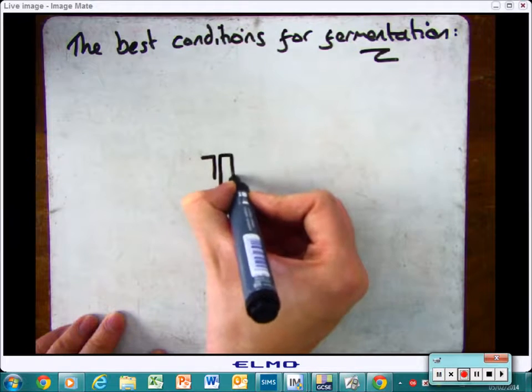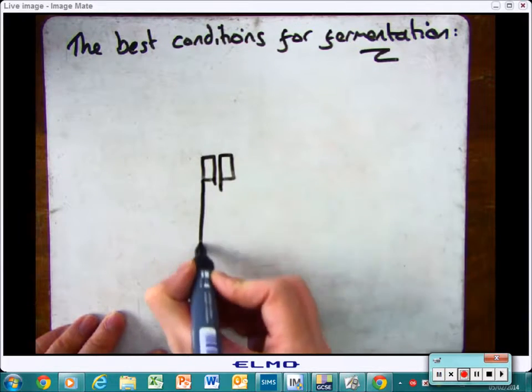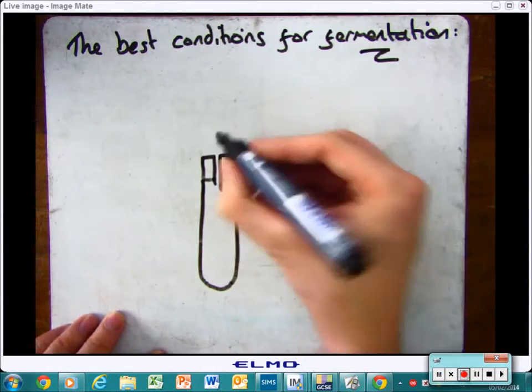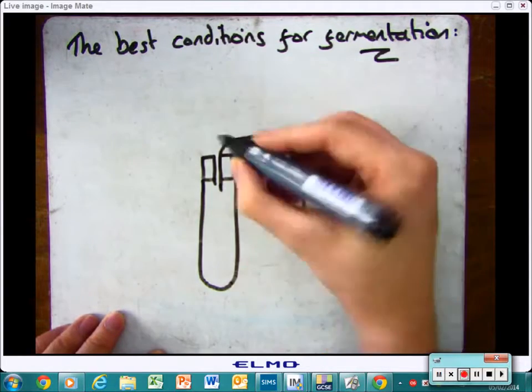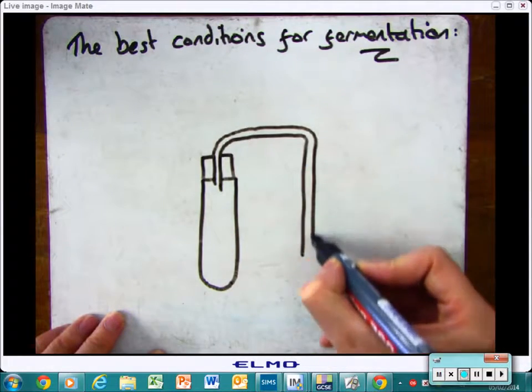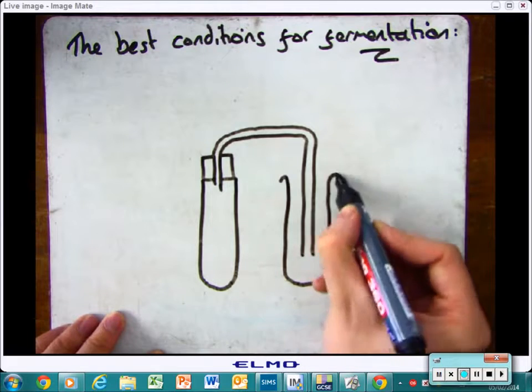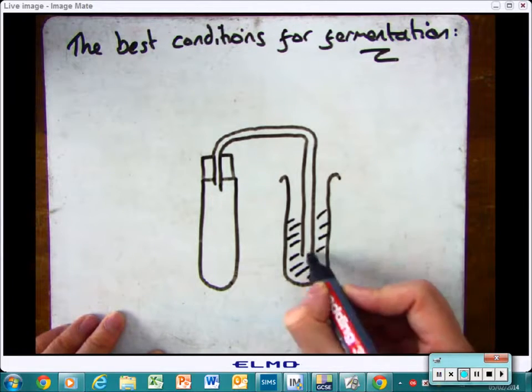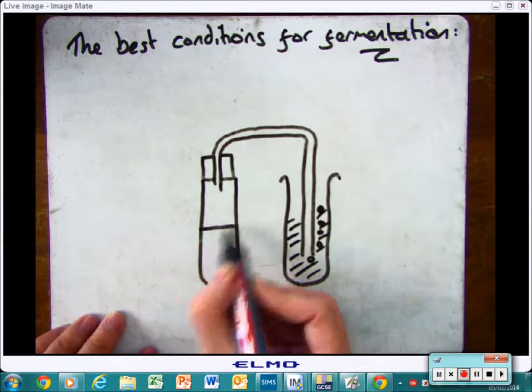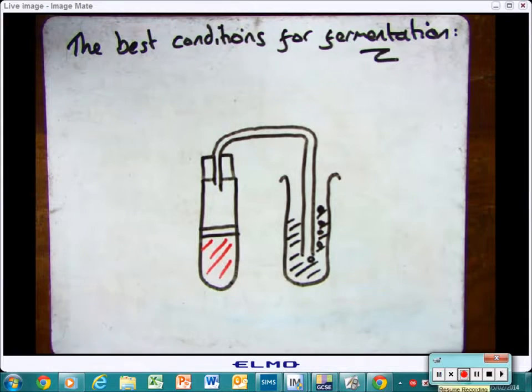So what you do need to know now is how you can investigate the effect of these different factors on yeast growth and on microorganism growth in general. So in the example of yeast, which respires anaerobically, it turns sugar into carbon dioxide and alcohol, and you can do an experiment to measure the rate of CO2 production by yeast under different conditions.